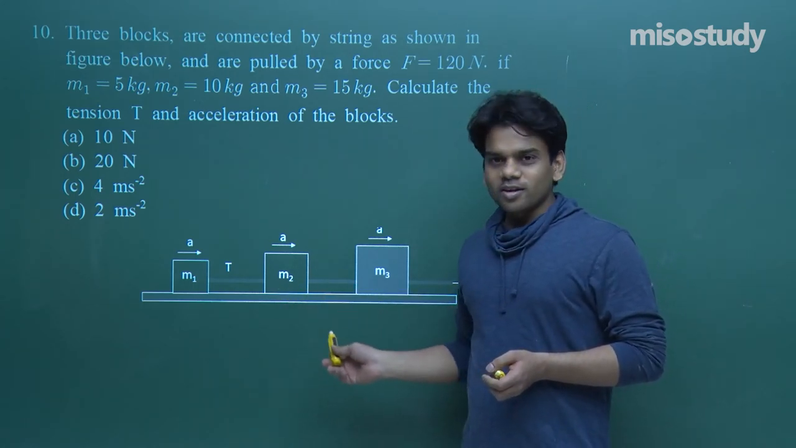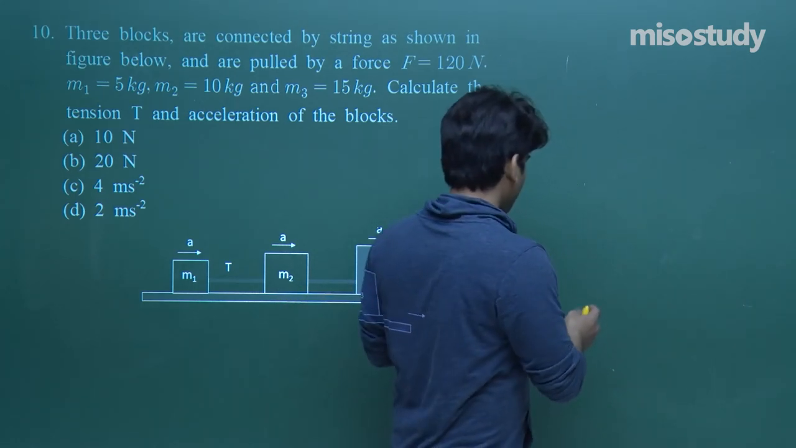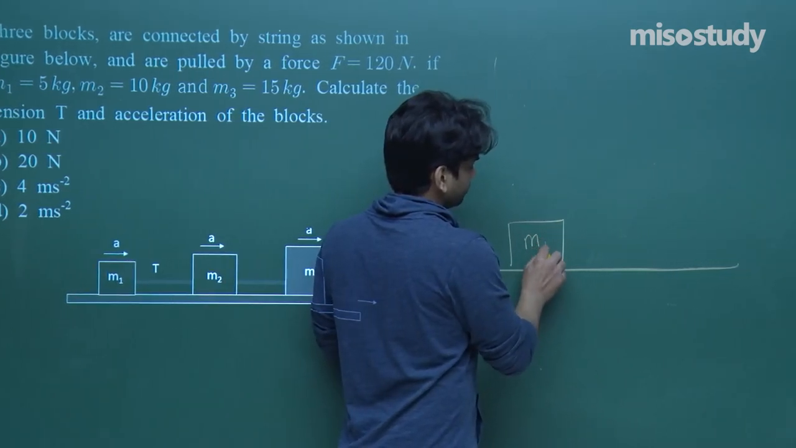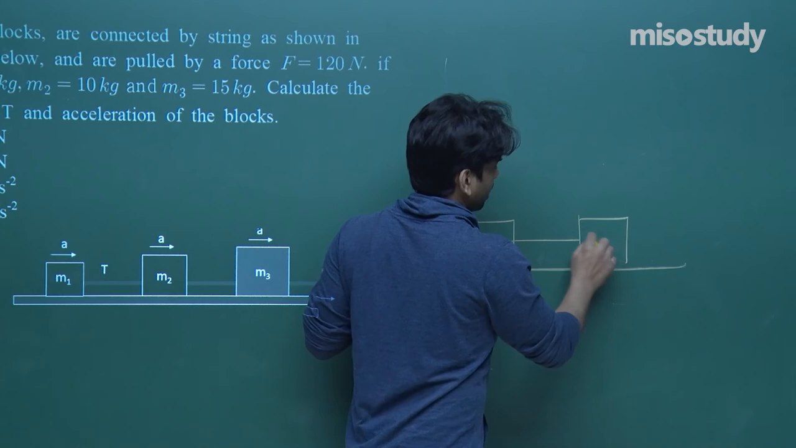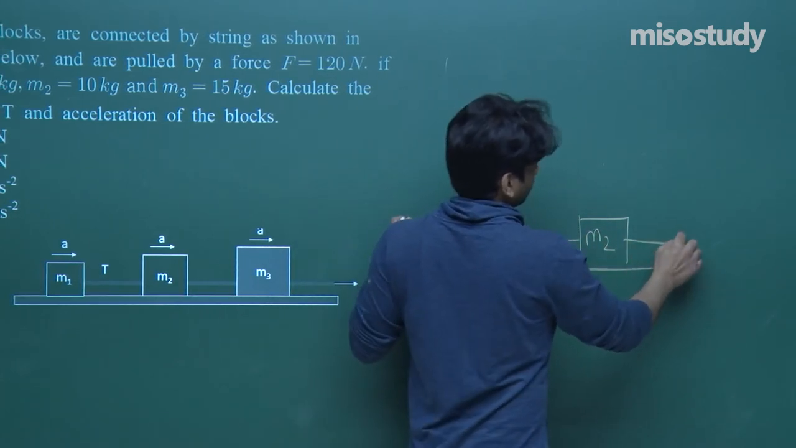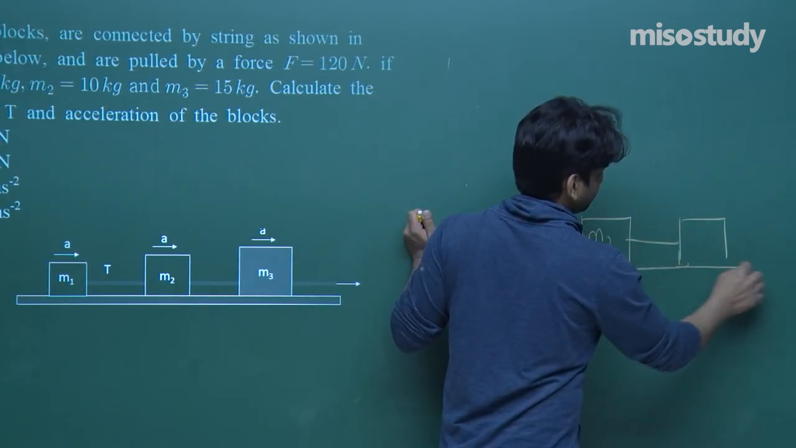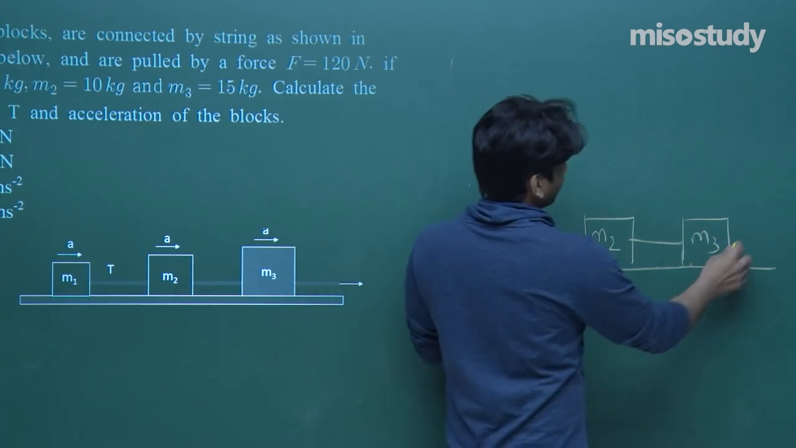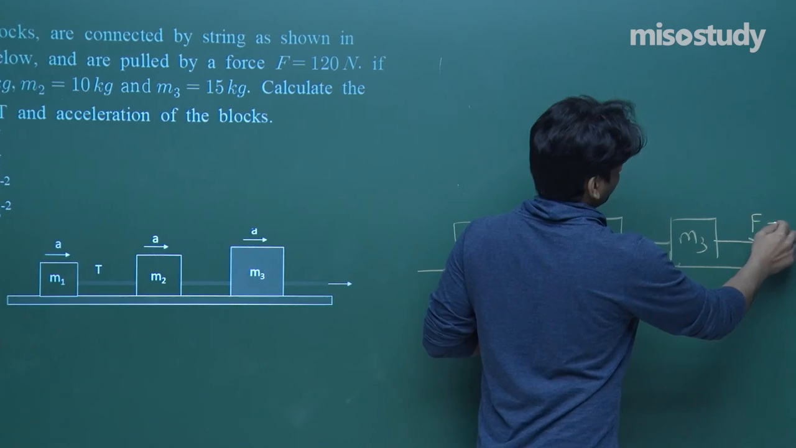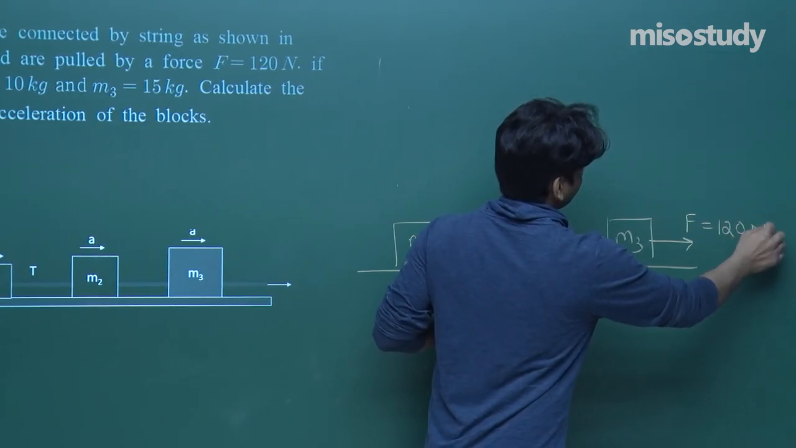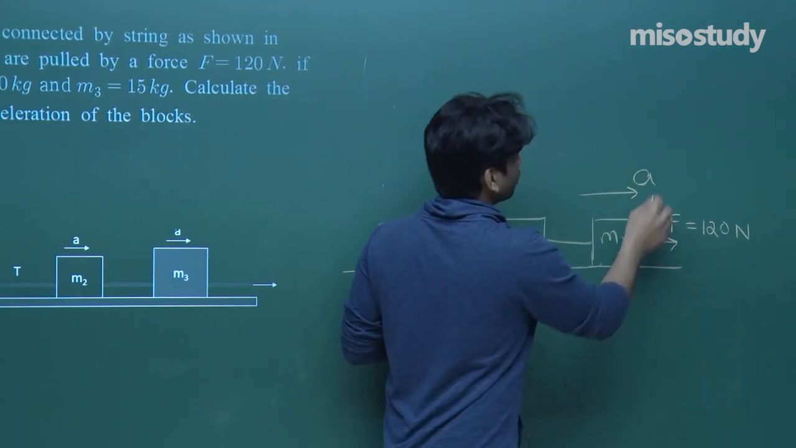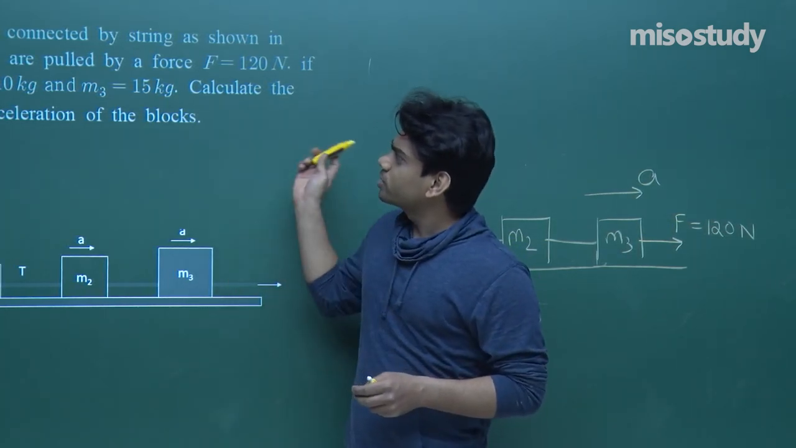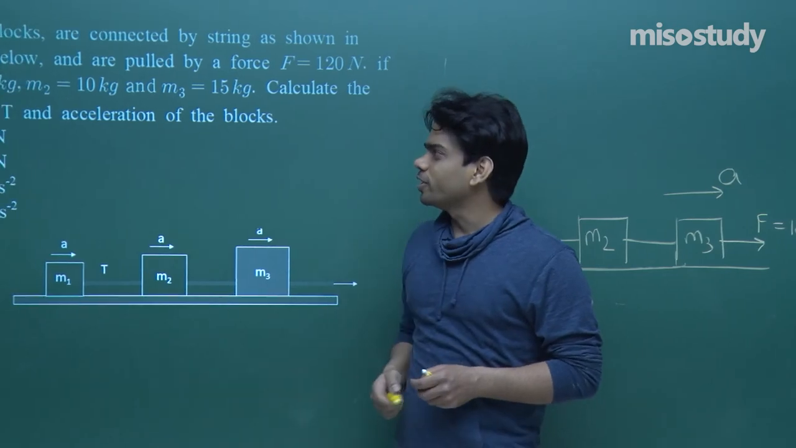See, if you cannot judge the diagram, I will draw the diagram for you all. It's given M1, then we have M2. Then we have M3. Now they are pulled by a force of 120 Newton. So I am showing you here F 120 Newton. They will be moving together with common acceleration A. They are moving on a frictionless surface, the smooth surface, and pulled by a force F 120 Newton.